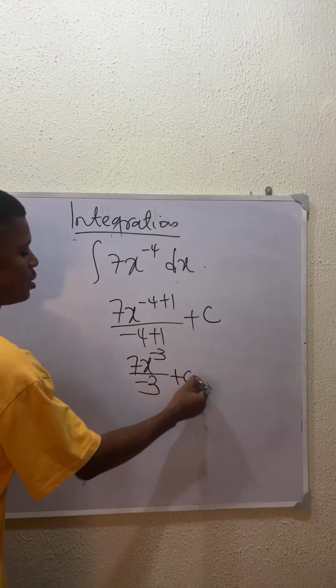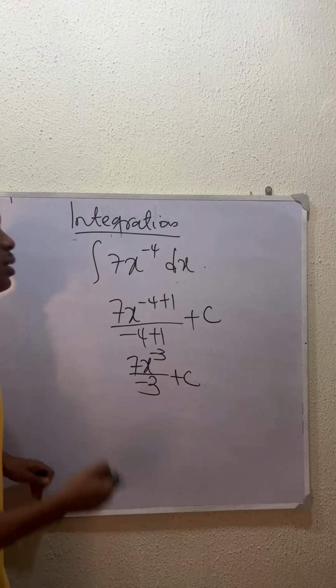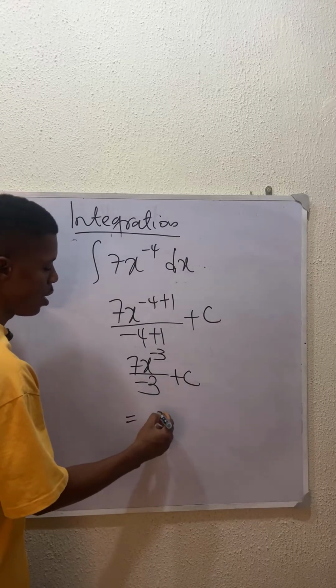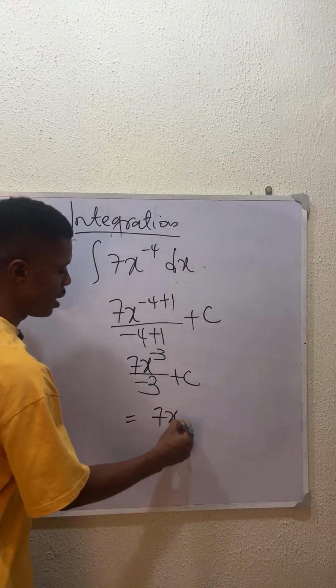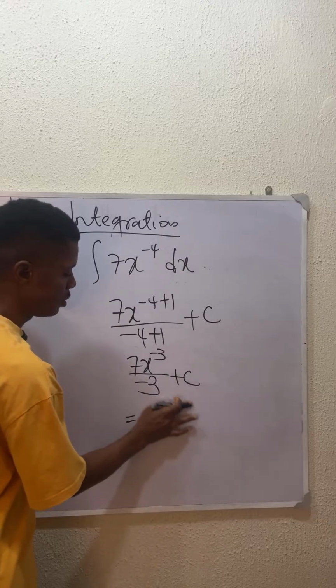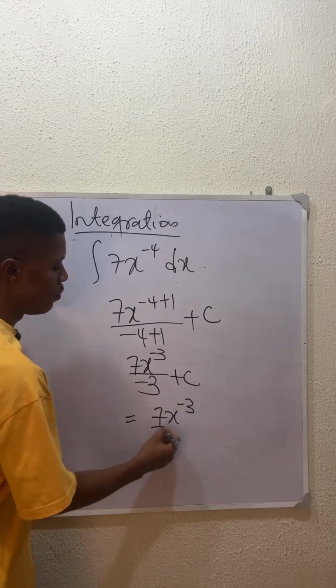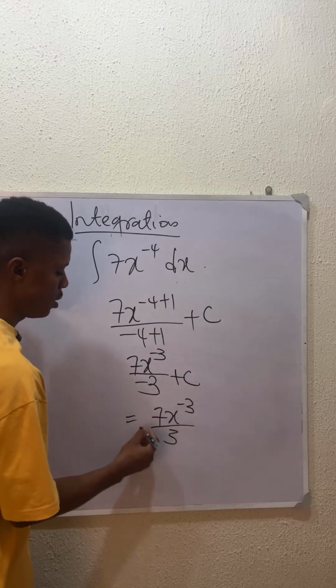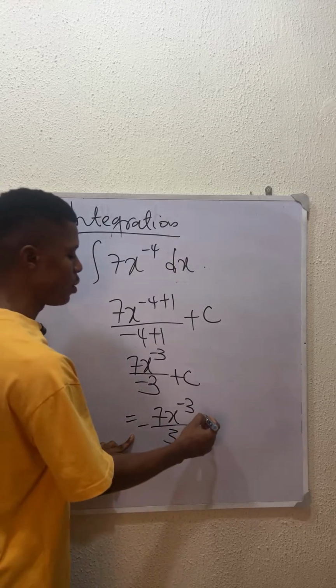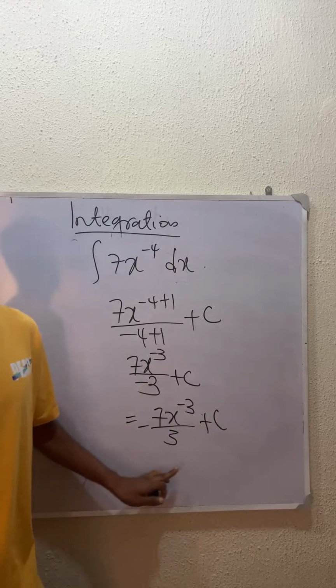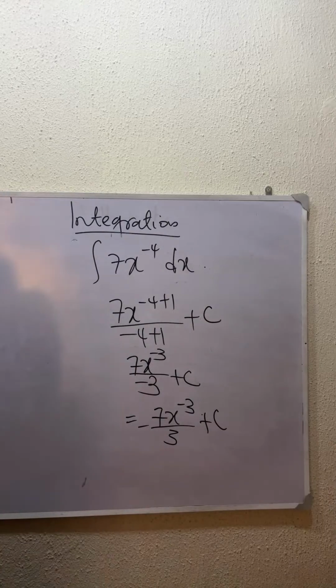Then plus c. To write it properly, you can just say 7x to the power minus 3 over 3. You put your minus here because it is affecting everything. So this is the particular answer.